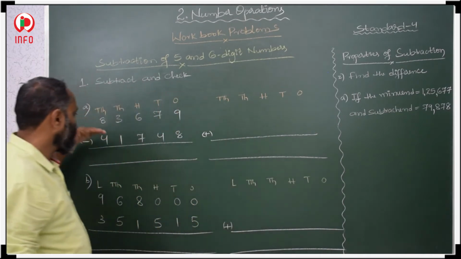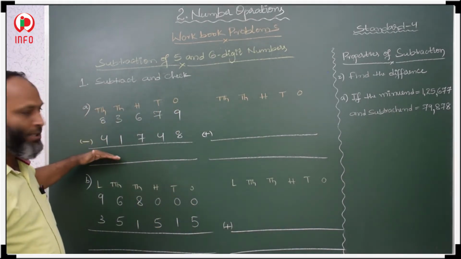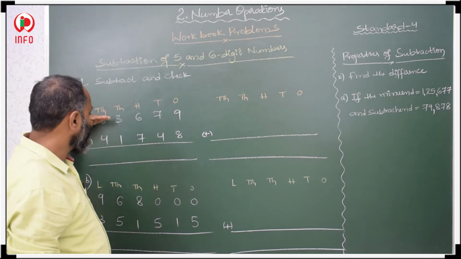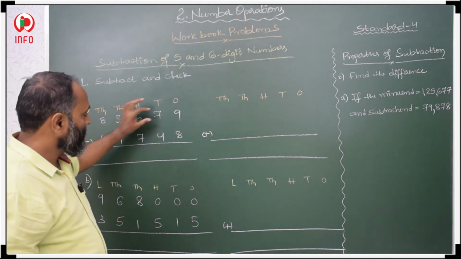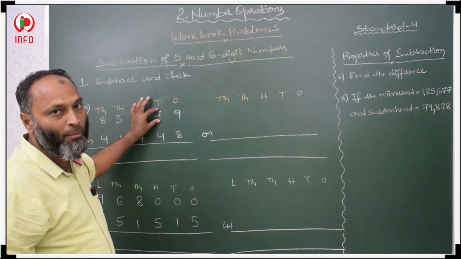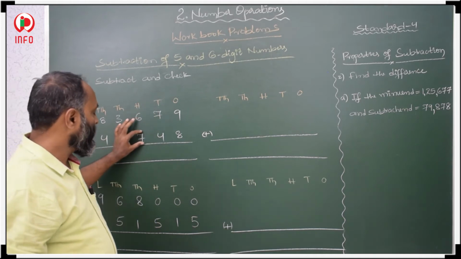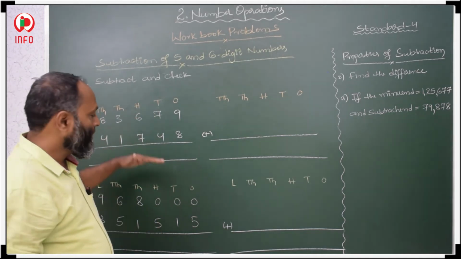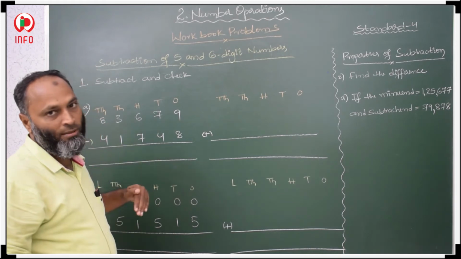In subtraction, three things are there: the first, the second, and the answer. The first one is called the minuend, the second one is called the subtrahend, and the answer is called the difference.